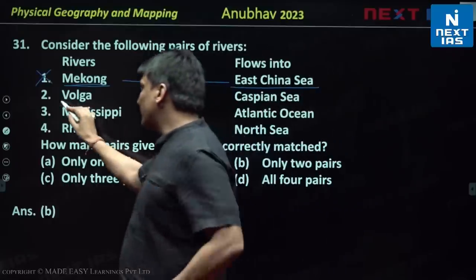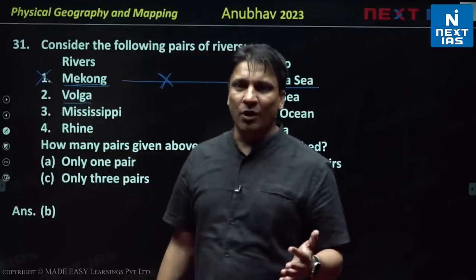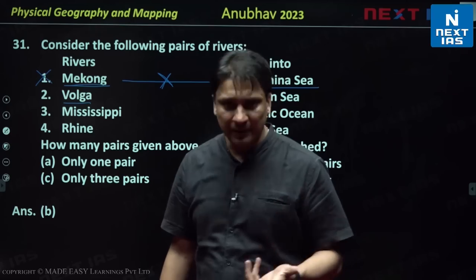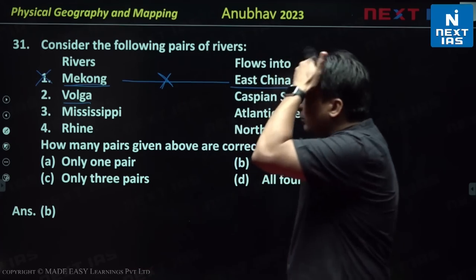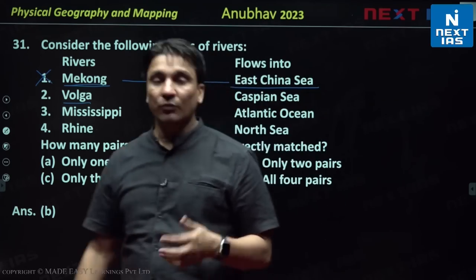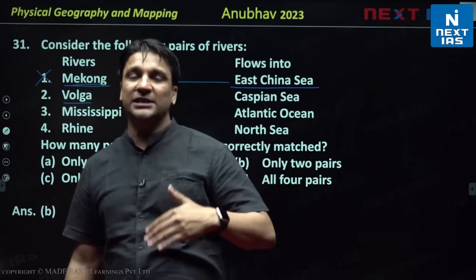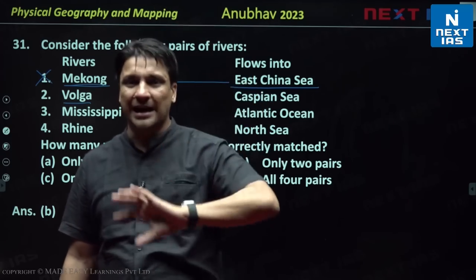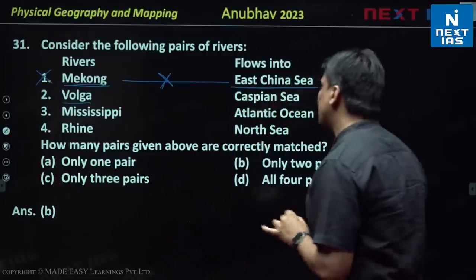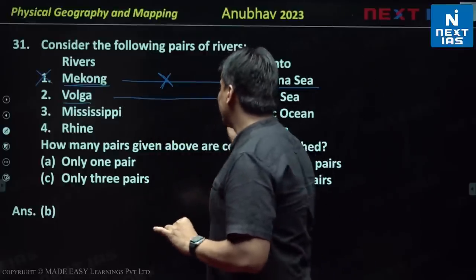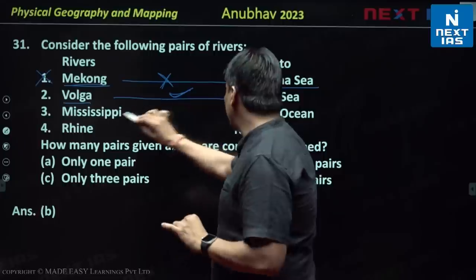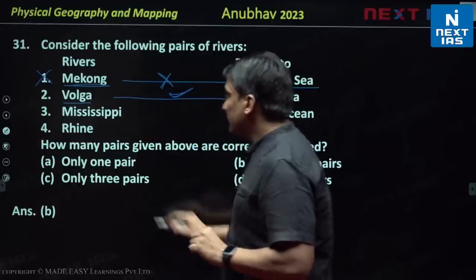Second is Volga River. Volga River is the river of European Russia. It flows into Caspian Sea. It flows from north to south and discharges its water into Caspian Sea. So this is correct, the correct kind of pair. Volga River flows into Caspian Sea.